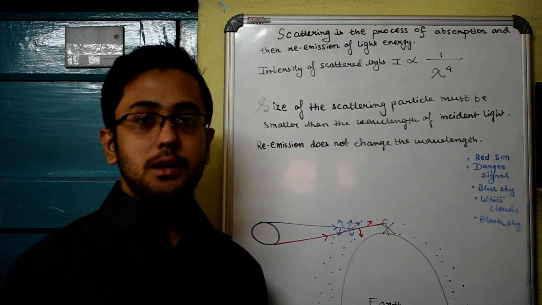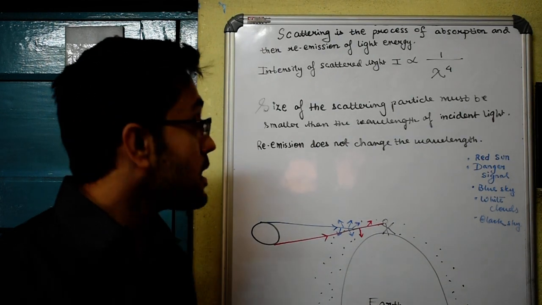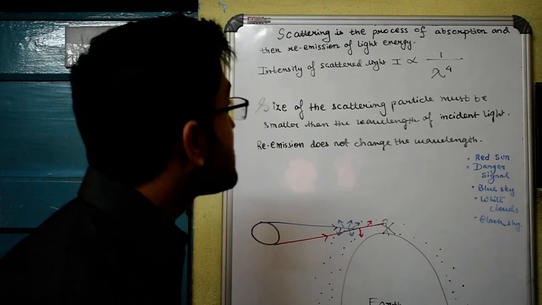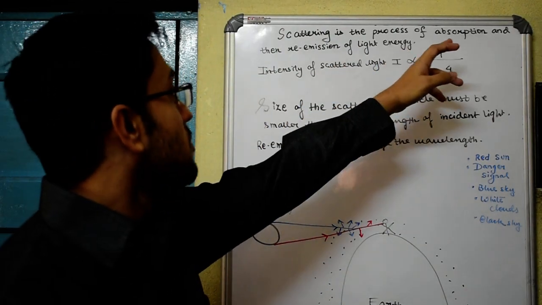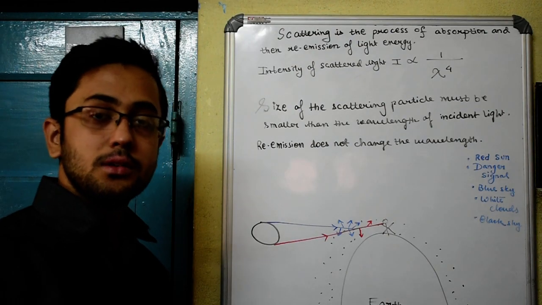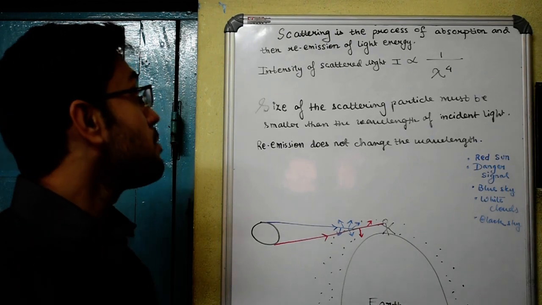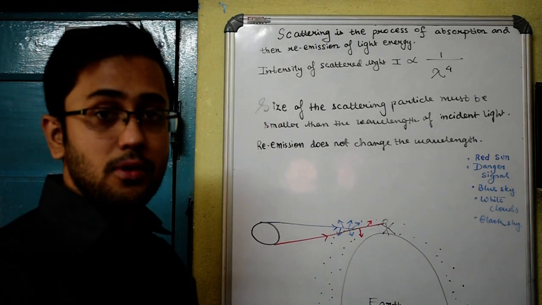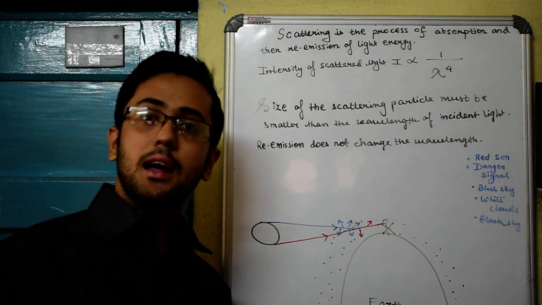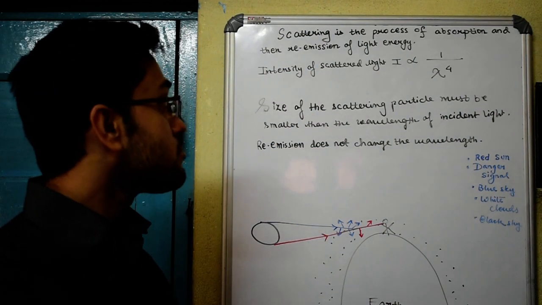So now we will be discussing the scattering of light, as I said last time. So what is this scattering? Scattering is the process of absorption and then the re-emission of light energy. Whatever the particle, whether it's a water molecule or a dust particle, the process of absorbing the light energy first and then re-emitting it is known as scattering.